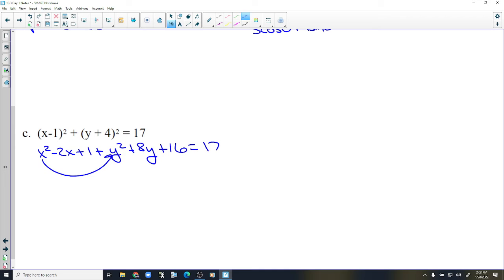This would have been r squared cosine squared and r squared sine squared, but this ends up being r squared, right? That's r squared. Now we can plug in 2r cosine. If I go 16 plus 1 is 17, minus the 17 over, I know that piece is equal to 0, and then plus 8r sine of theta.